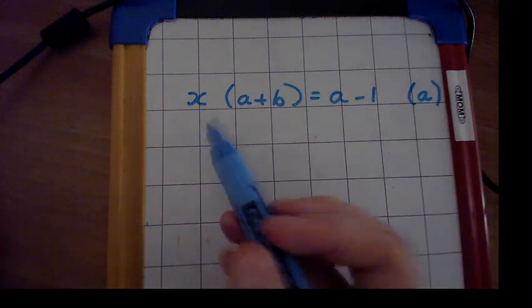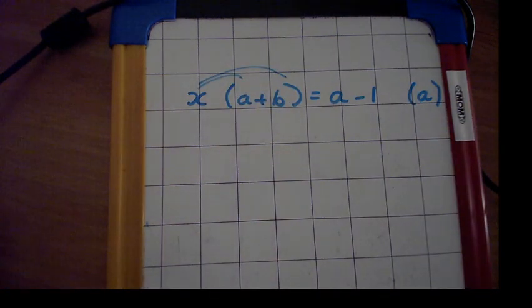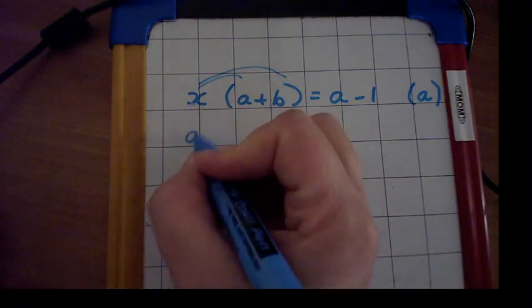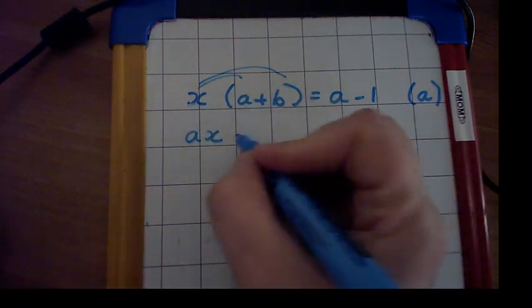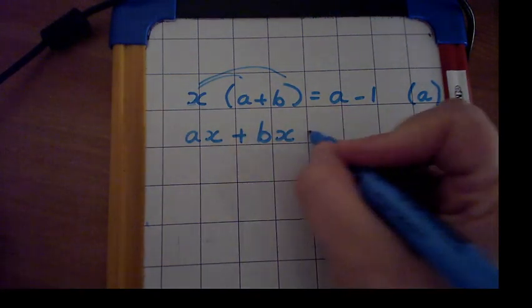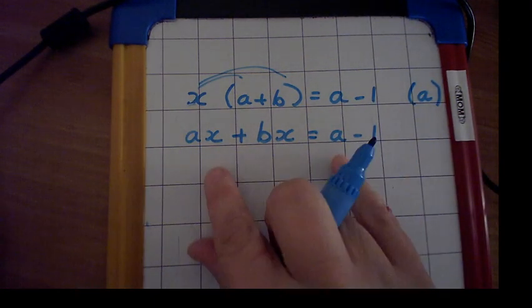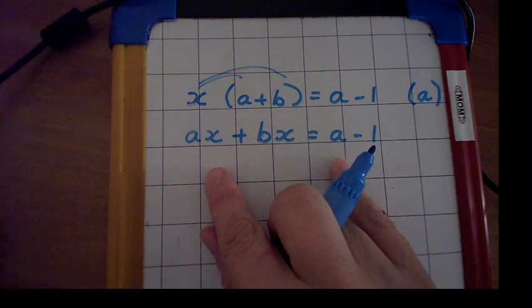The moment you see brackets, I'm hoping that your instinct's going to be to multiply out the brackets. x times a, ax, x times b, bx. Remember, we like things in alphabetical order. Now if you were solving an equation and you had x's on both sides, what you would tend to do is you'd get them together. So that's what we're going to do here, the same kind of technique. So I'm going to put the a's on one side and put everything else on the other. Let's do the a's first.